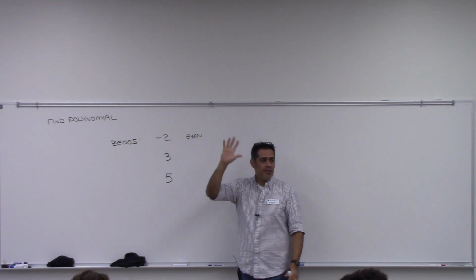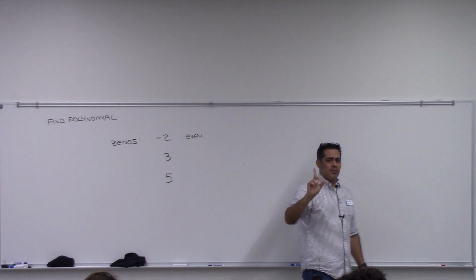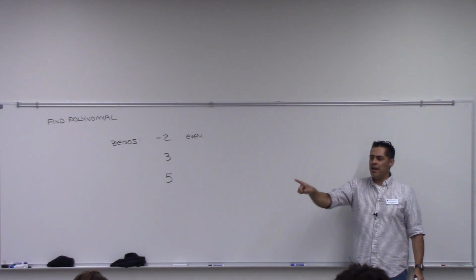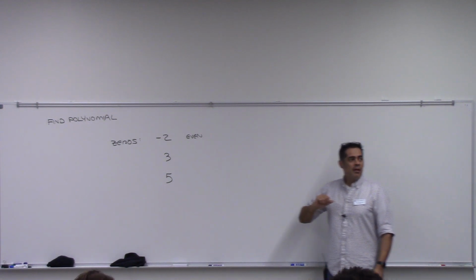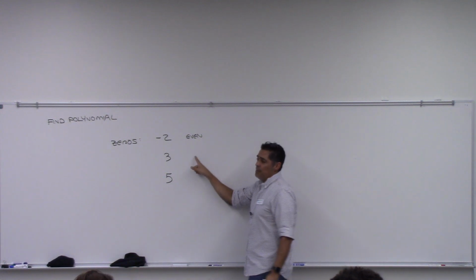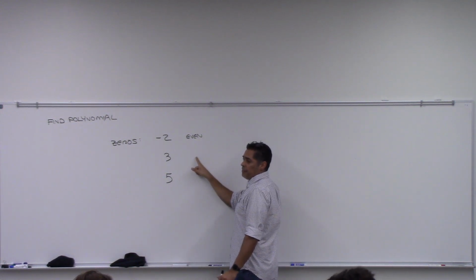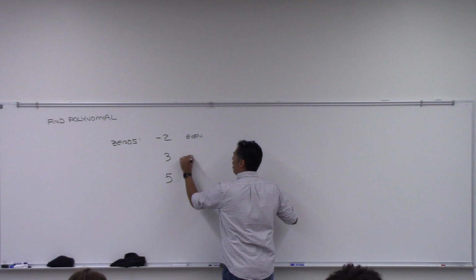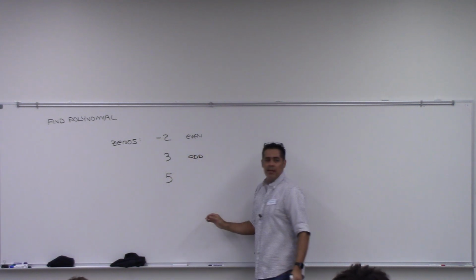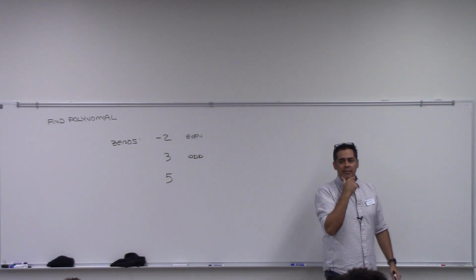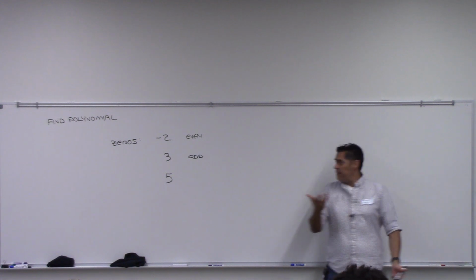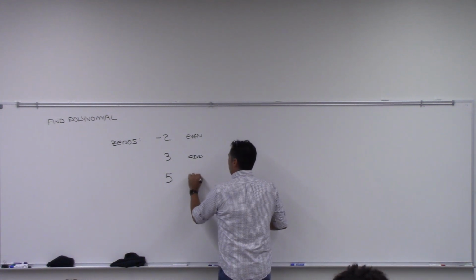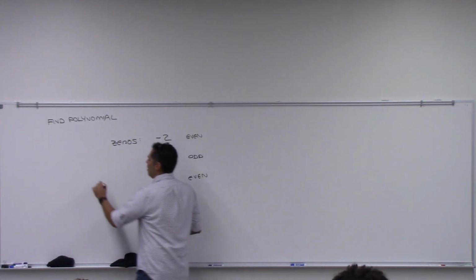Okay, what about at 3? Someone else tell me the degree at 3. It crosses at 3, so what does that mean about the degree? It is odd, right? We know it's odd, okay? And then somebody else tell me about the degree at 5. It's even, okay.